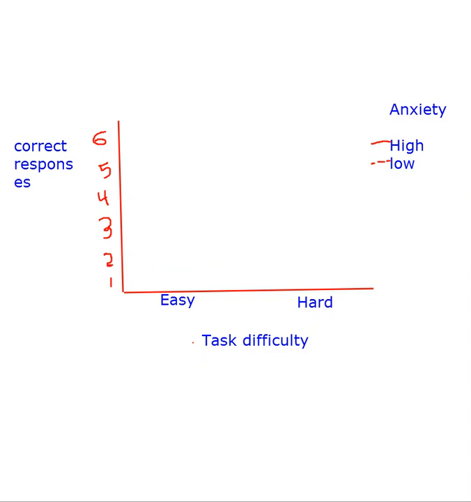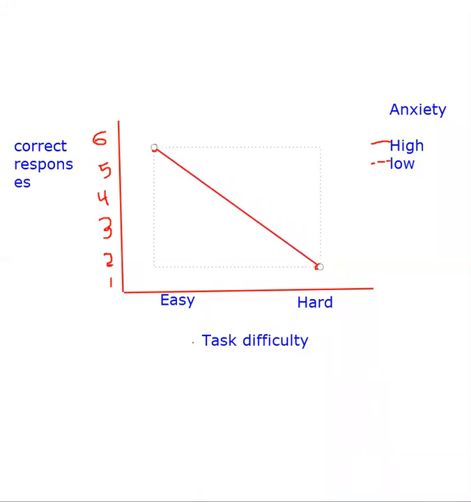So for easy task difficulty and high anxiety, the mean is 5.6. So here's easy task difficulty. I'm going to go up to somewhere around 5.6, and I'm going to put a little dot here. Okay, and then I'm going to plot the mean for high anxiety, hard task difficulty. So I'm going to go right back here, high anxiety, hard task difficulty, 1.2. So over hard, I'm going to put a dot right here. And then I'm going to connect these with a solid line.